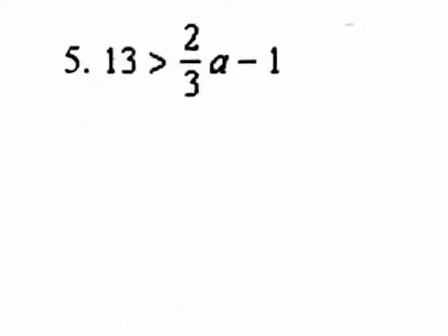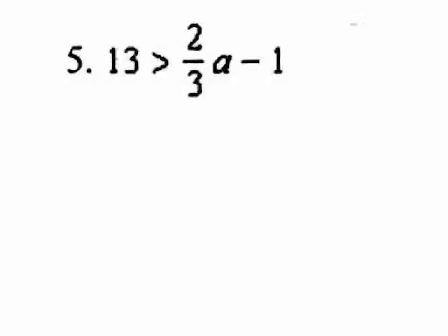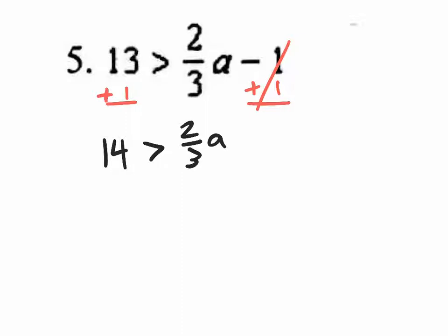Number 5, we want to solve for A. A is on the right side. I need to get A by itself. I'm going to start by adding 1 to get rid of that guy. What I do to one side, I do to the other, plus 1 over here. I end up with 14 is greater than 2/3 A.